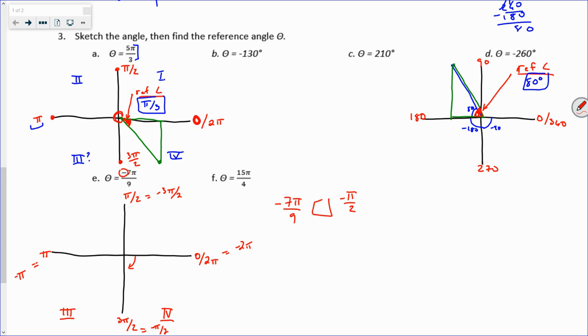So let's figure out which one's bigger. Common denominators: times 2 over 2, so negative 14 pi over 18, versus times 9 over 9, which is negative 9 pi over 18, which means this is the bigger negative number, which means it's going to be in quadrant 3 somewhere. Now, what I really want to do is draw that straight perpendicular, making that 90 degrees. Now I have a reference triangle, which also means going for my reference angle.